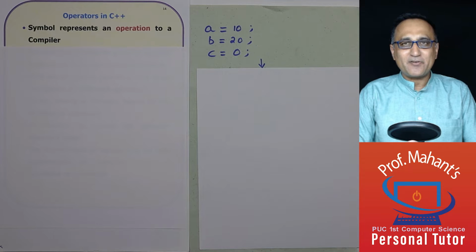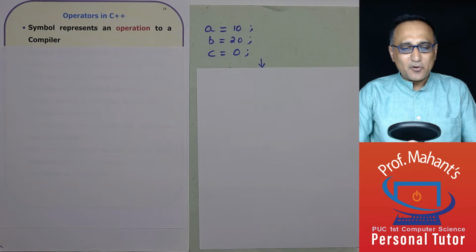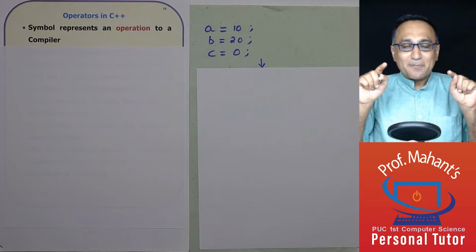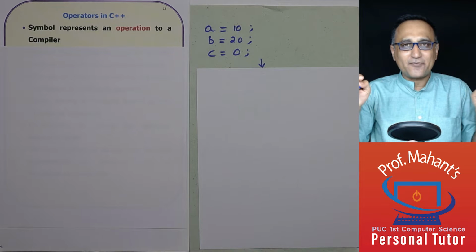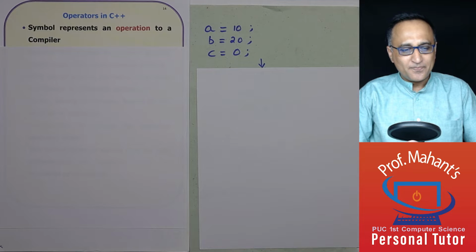Star is an example of multiplication. Forward slash is an example of division. So these are all operators in C++ language. These symbols indicate a specific operation to be performed. For example, plus indicates add two values, minus indicates subtract from them, and so on.